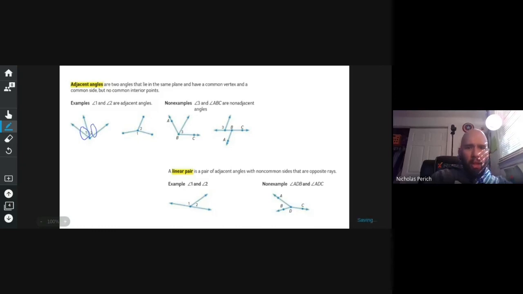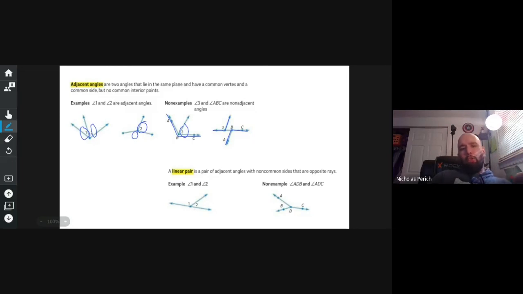So 1 and 2 are adjacent, and 1 and 2 are adjacent. They're saying 3 and ABC are not because 3 lives in ABC. Similar here, 3 and ABC. They seem next to each other, but they're not sharing a same side.